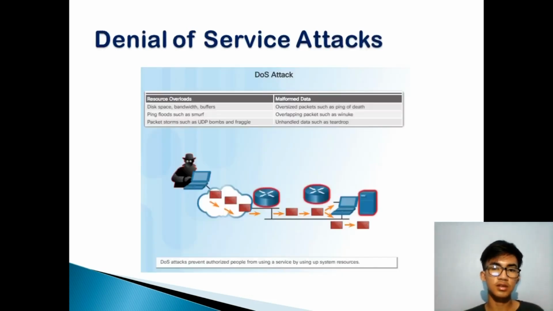Denial of service attacks or DoS attacks. So resource overload: disk space, bandwidth, buffers, ping floods such as smurf, packet storms such as UDP bombs and fragments. Malformed data: oversized packets such as ping of death, overlapping packets such as Nuke, unhandled data such as teardrop. DoS attacks prevent authorized people from using a service by using up system resources.